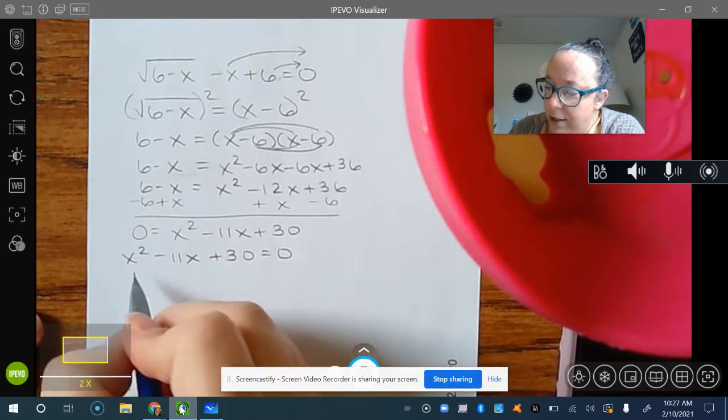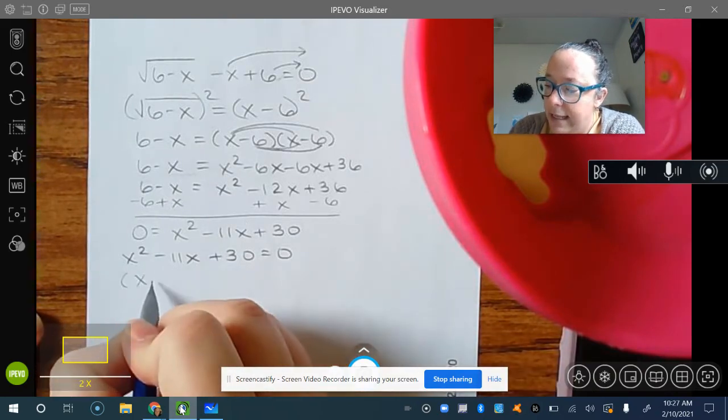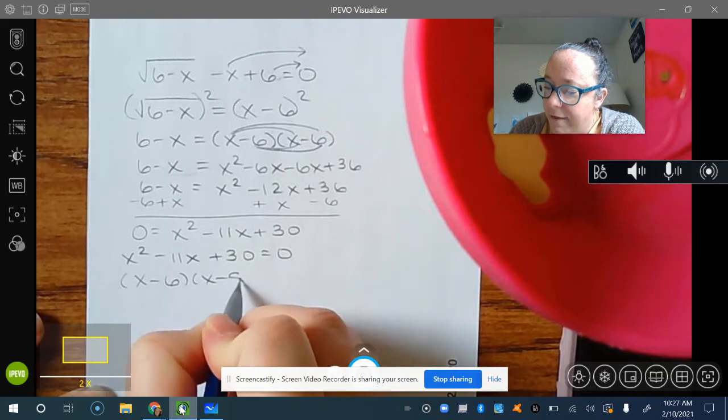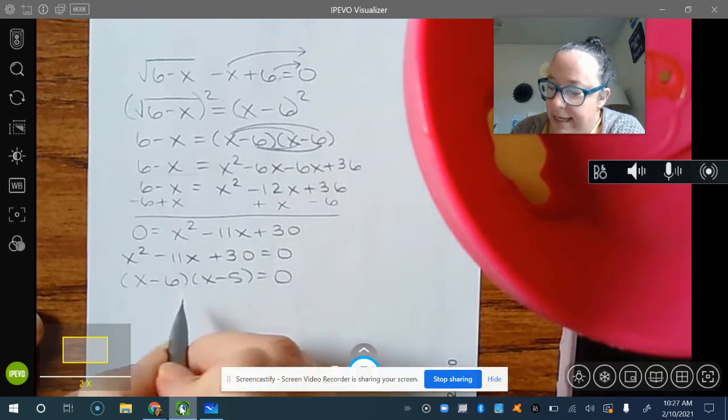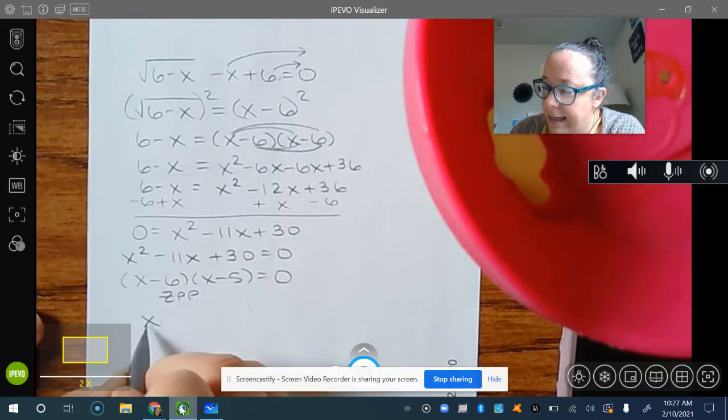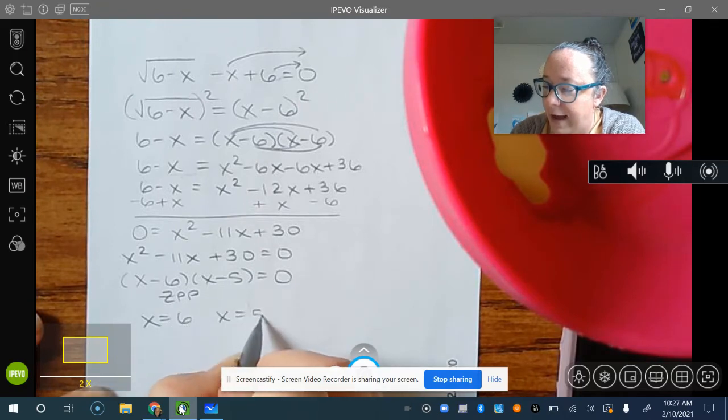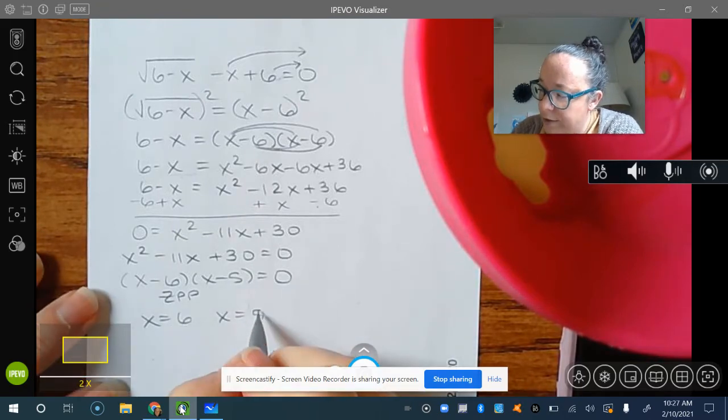Now, what times what is 30 but adds to give you negative 11? That would be negative 6 and negative 5. It's the factoring process. I do ZPP. I get x equals 6 and I get x equals 5. Whoop. There goes my lead again.